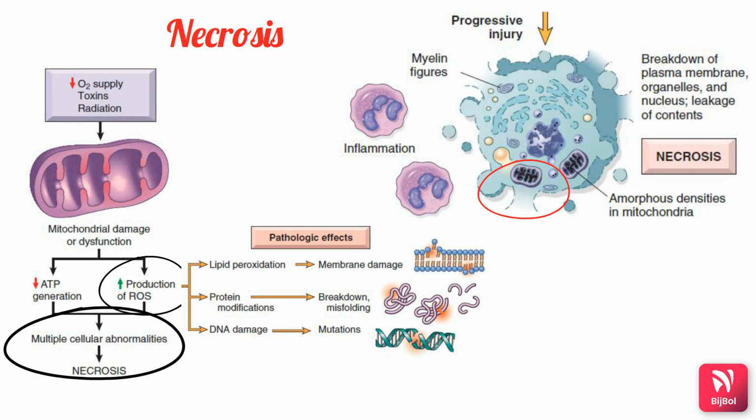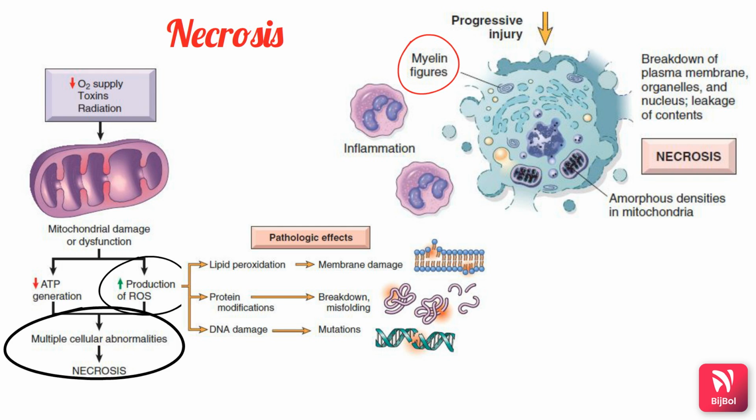Whenever there is leakage of the contents towards the outside, it can result in inflammatory reactions. So too many inflammatory cells will come into action. First the acute inflammatory cells will come, later followed by chronic inflammatory cells. And after inflammation there will be the occurrence of myelin figures. These myelin figures are nothing but aggregates of damaged cell membranes, which are seen more in necrosis compared to reversible cell injury.